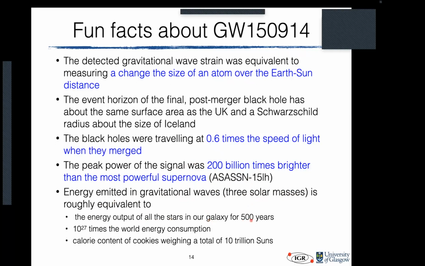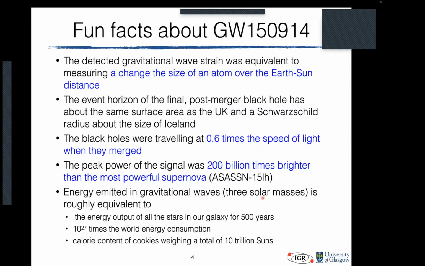So all stars in our galaxy have to burn for 500 years to emit the equivalent of 3 times the mass of the sun. And if you want to turn it to more earthly things, if you take the energy content of a cookie, then you need the mass of 10 to the 13 suns worth of cookies, 10 trillion cookies, to end up with the same energy content as three solar masses. So that's a lot of cookies.